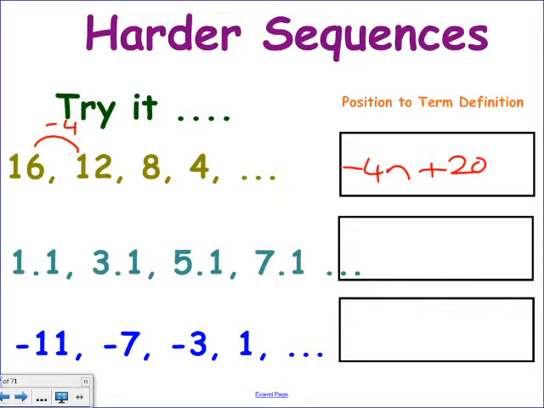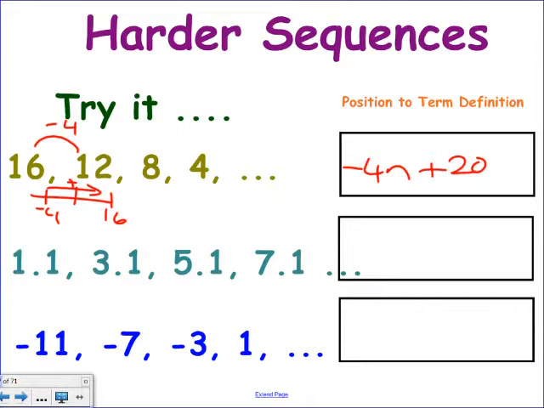Okay? So my term to term rule is minus 4. So my rule multiplies n. So it's minus 4n. I'm on my number line. I'm at minus 4 and I need to get to positive 16. So I'm going that way, so I'm adding, and to get from minus 4 to 16 I need to add 20. So if you just stick with the process, it shows you it's minus 4n plus 20.